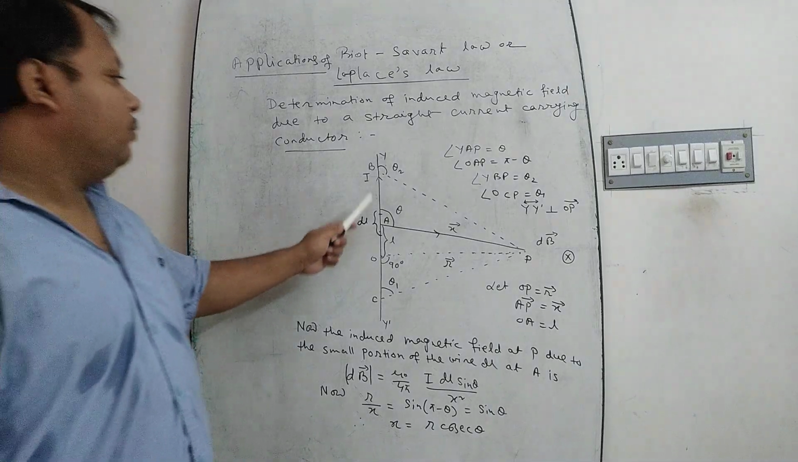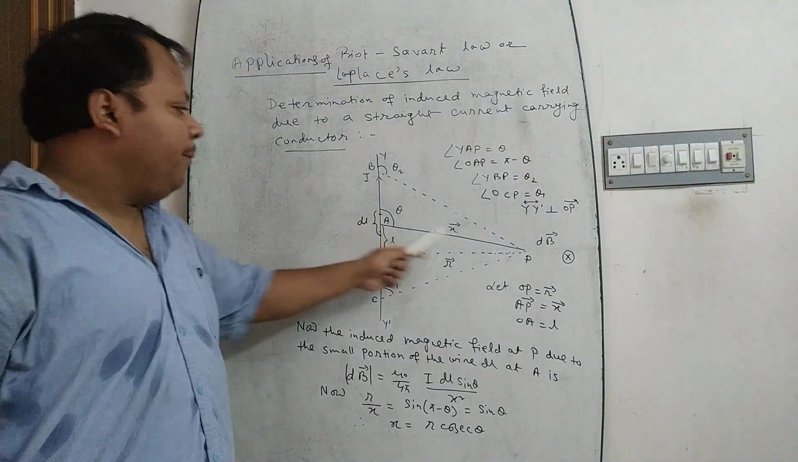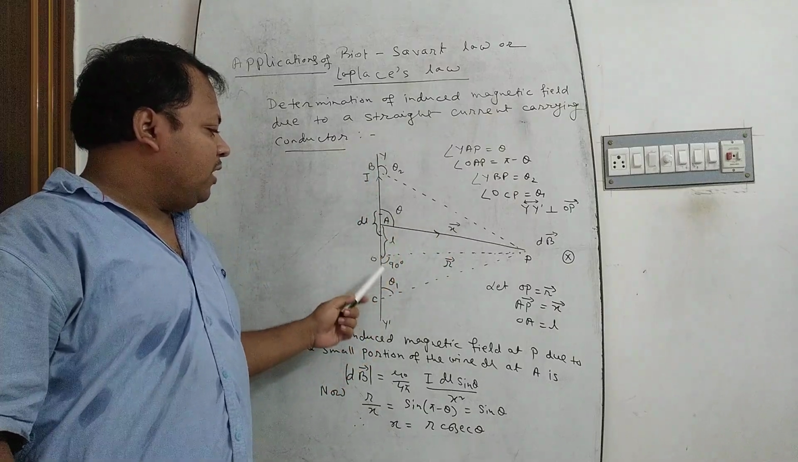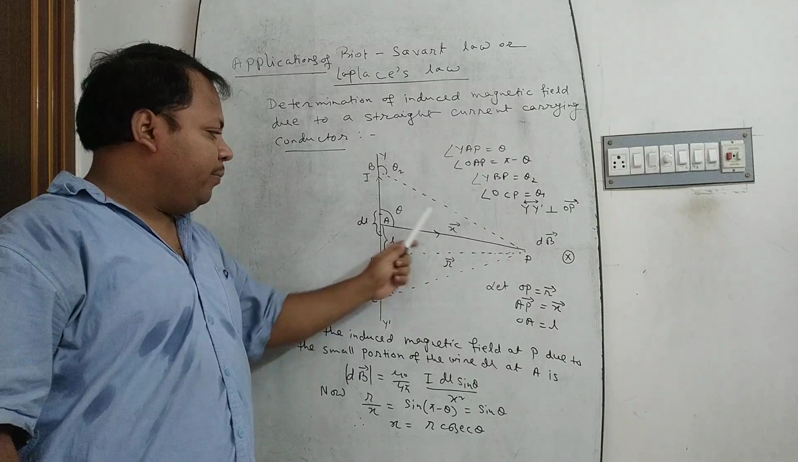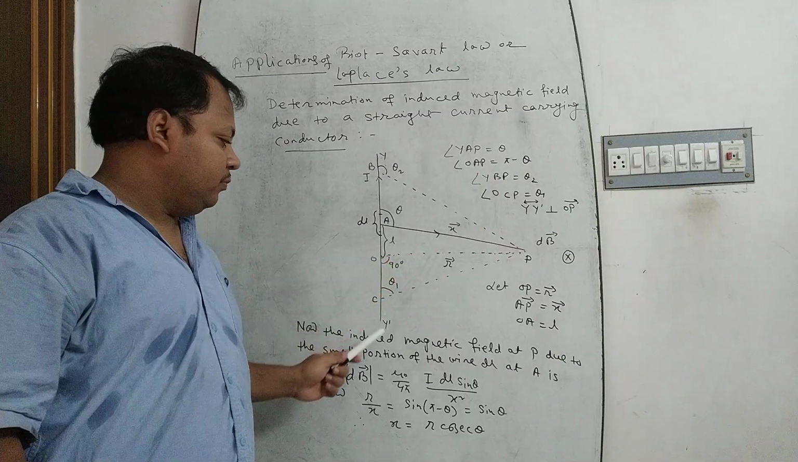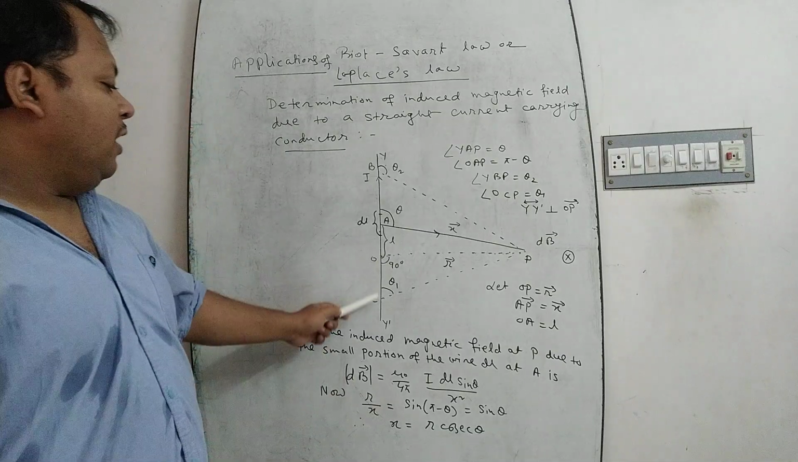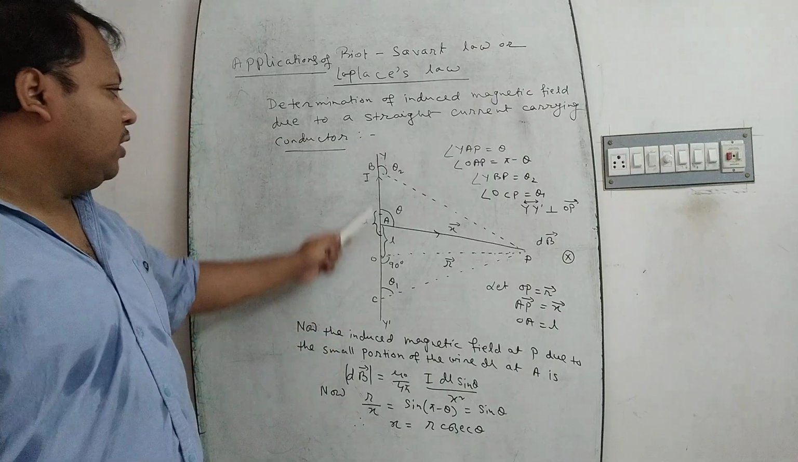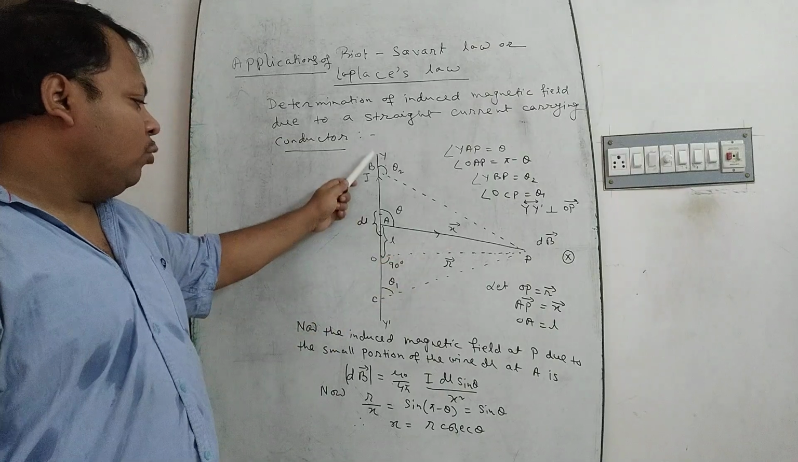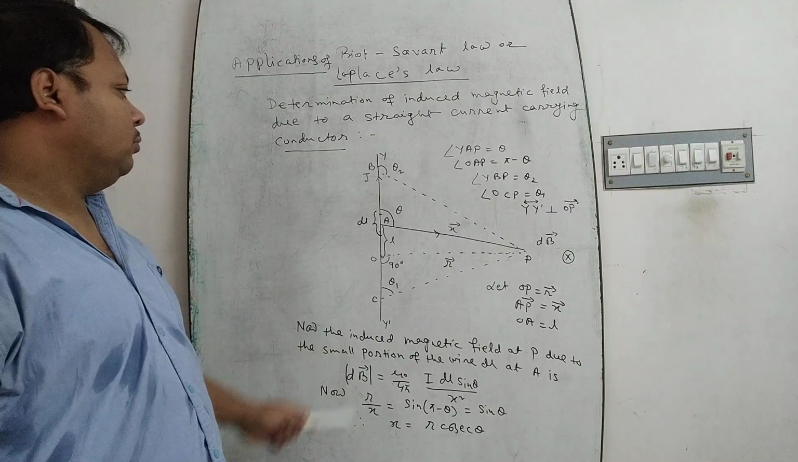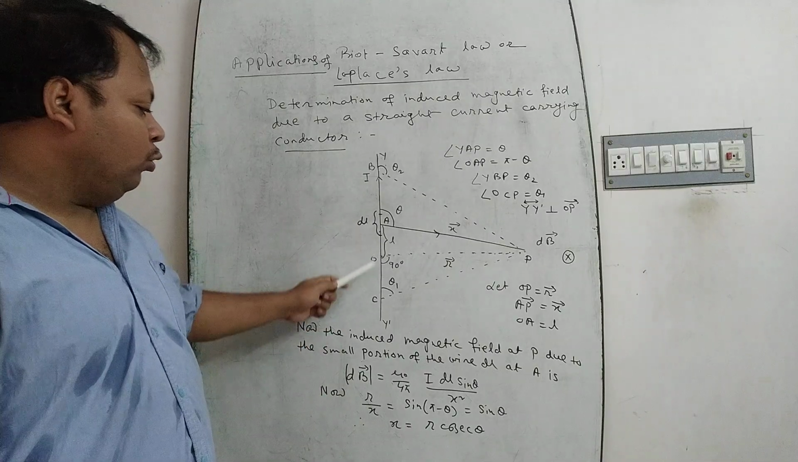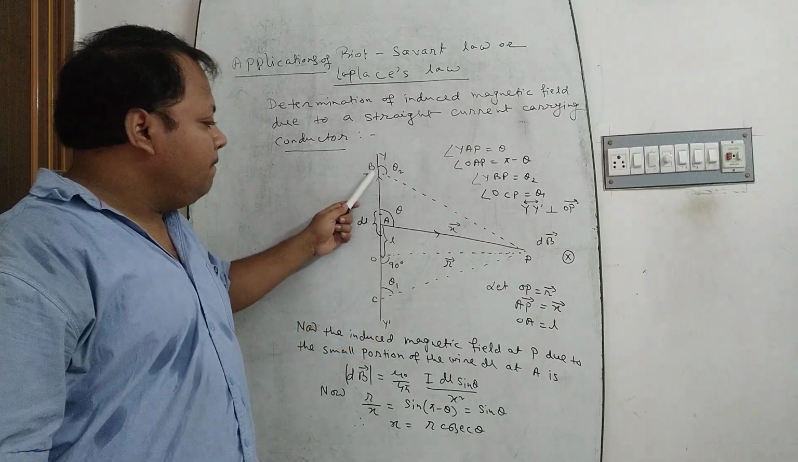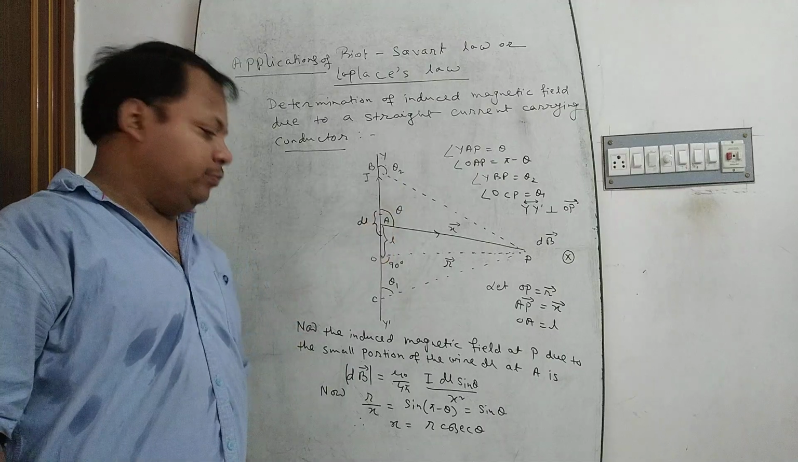In this figure, angle YAP is equal to theta. That's why angle OAP is equal to pi minus theta. Angle COP is equal to 90 degree, because the OP is normal to Y prime Y axis. And angle OCP is equal to theta 1. Angle YBP is equal to theta 2.